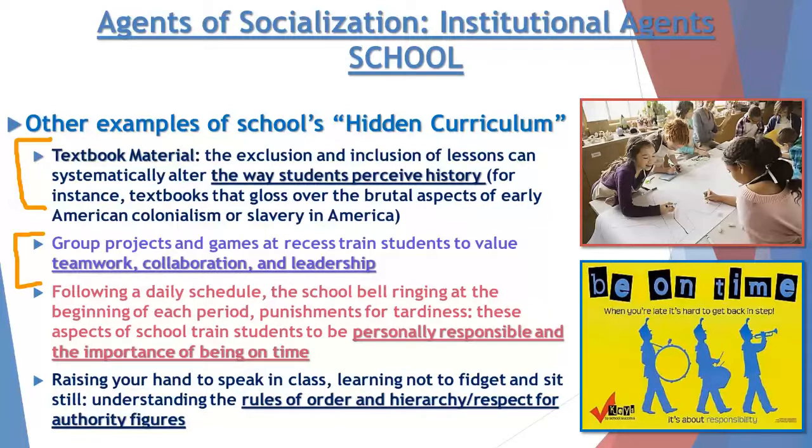On the same note, things like following a daily schedule. You go to school, you have your daily schedule, you do the same thing every day, every week. The school bell rings, you better get to your next class before the beginning of the next period, and the bell rings again. You get punished if you're tardy. So all these different aspects, the schedule, the school bell, tardiness, punishments, these are ways to train us as students, as young children, to be personally responsible and learn the importance of being on time, which again is going to be important when we get to working age. You can't be late for work. Might get fired, might get written up.